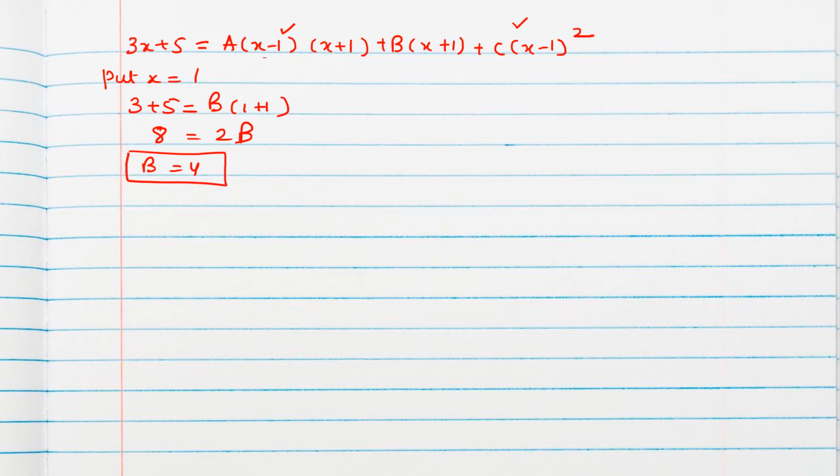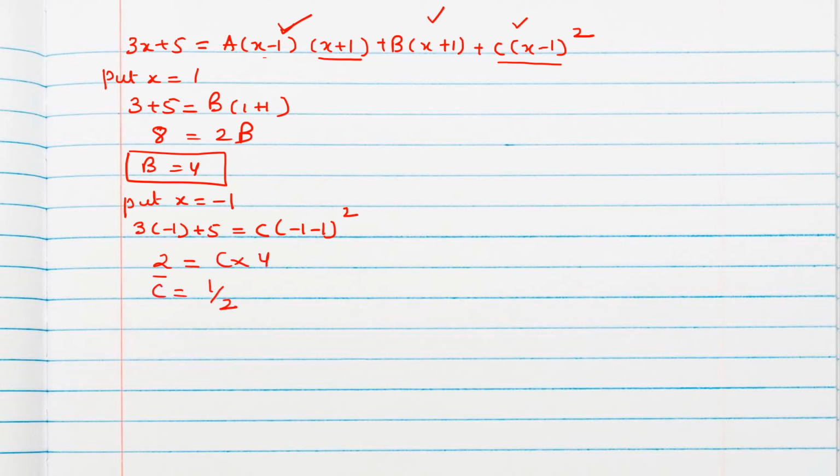Now to find c, we can substitute x as minus 1. If we put x as minus 1, this term will go because minus 1 plus 1 will be 0. The b term will go. We can find c easily. So 3 into minus 1 plus 5, and minus 1 whole square, because the a and b terms will vanish here. 5 minus 3 is 2. Minus 2 square is 4. So c will be 1 by 2.